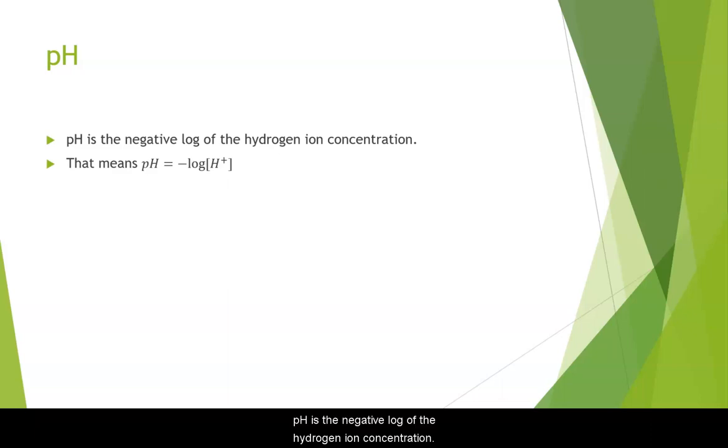The pH is the negative log of the hydrogen ion concentration. That sounds complicated, but what that means is we have a number, which is the pH, equals the opposite of the logarithm of the concentration of hydrogen ions. And we're given either this number and asked to find the pH, or given the pH and asked to find the concentration of hydrogen ions.